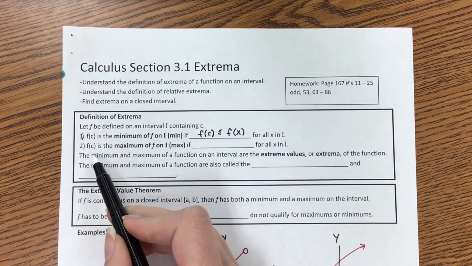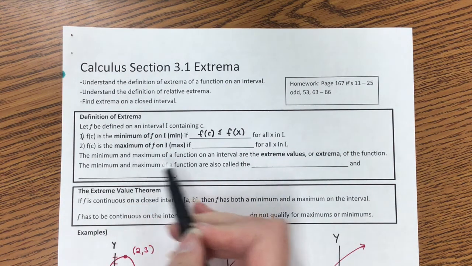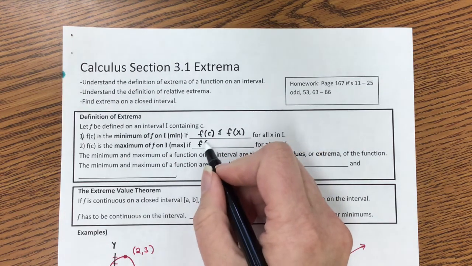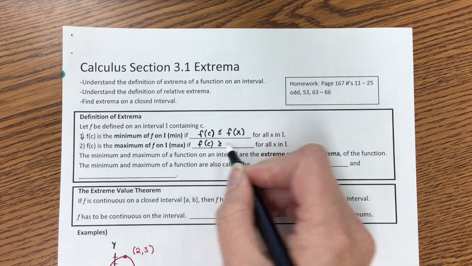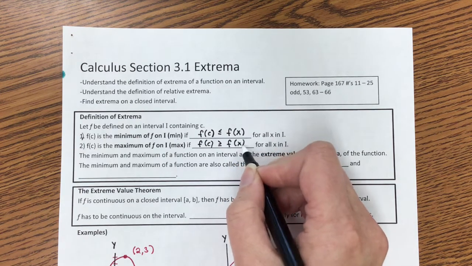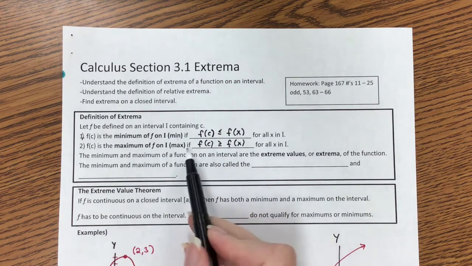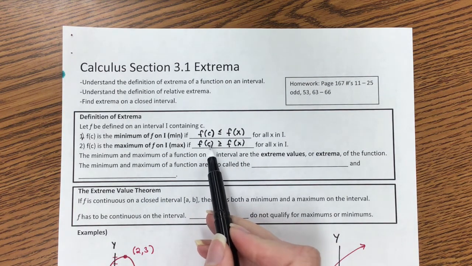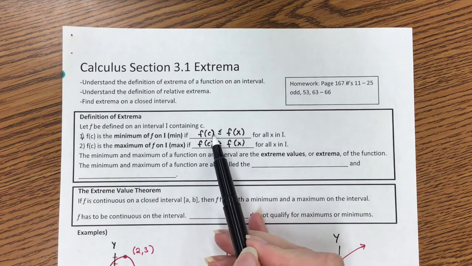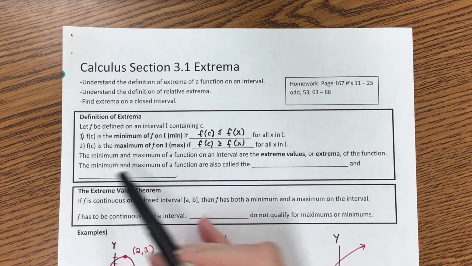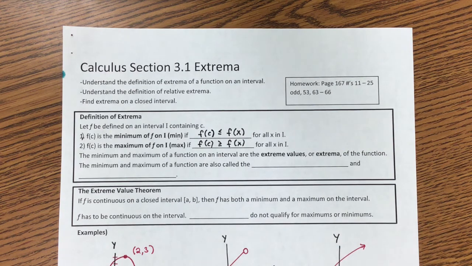Number 2, f of c, so the y value, is a maximum on the interval if f of c is greater than or equal to every other y value on the interval. Okay, so look at all the y values. If it's the biggest, highest one, it's a maximum. If it's the lowest, smallest one, it's a minimum. The minimum and the maximum of a function on an interval are the extreme values or extrema of the function. So if you're asked to find extrema or extreme values, look for all your mins and maxes.